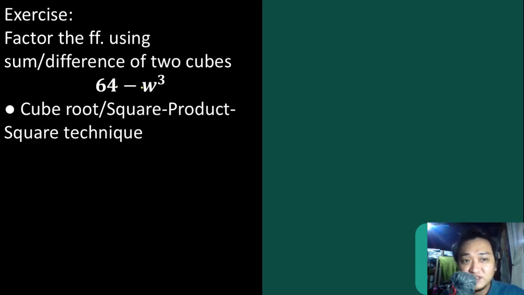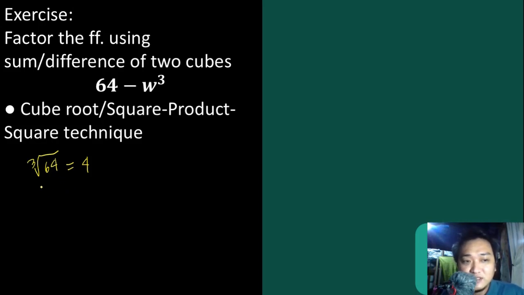So, in this case, we have 64 minus W cubed. And we're going to employ, gagamitin natin yung cube root, square, product, square technique. So, again, paano nga uli yun? Kunin natin yung cube root nung first term, the cube root of 64, tsaka yung cube root nung second term. So, what will be the cube root of 64? The cube root of 64 is 4. You can always check the cube root of 64 using your calculators, or we can employ properties in exponents.